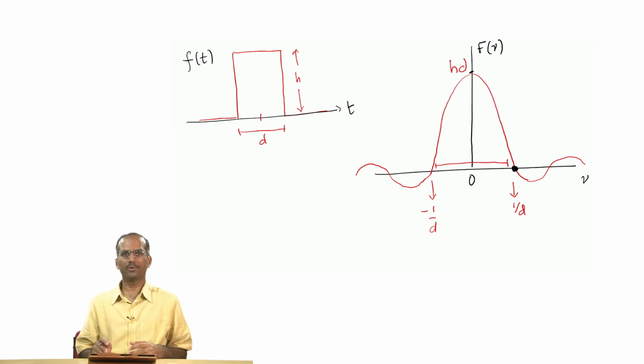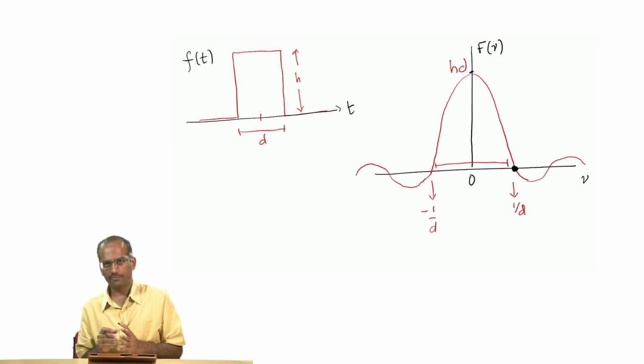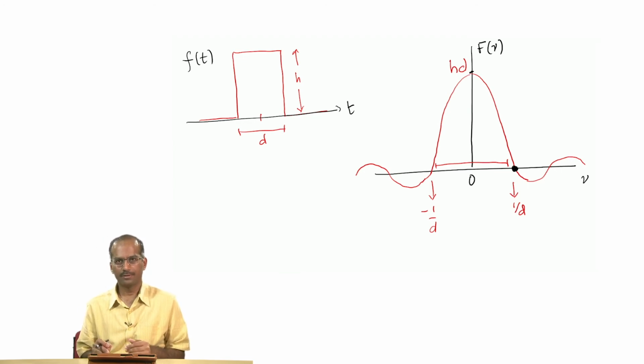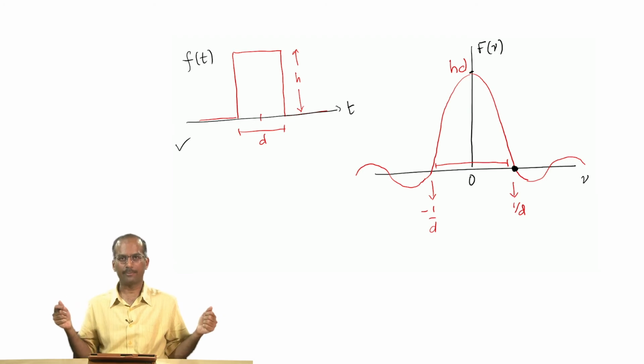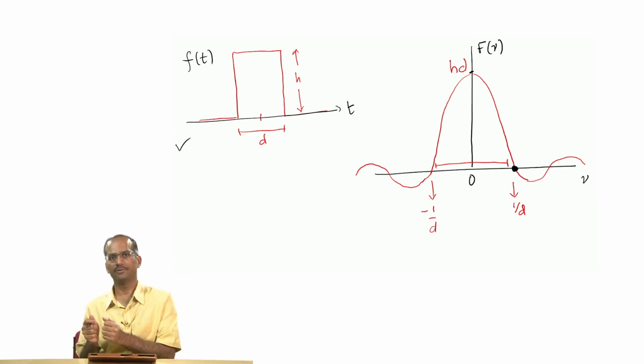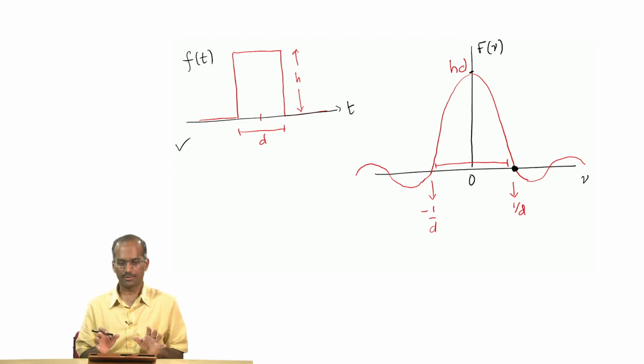For comparison, I have shown the original function f of t here, which is a function of time. You will notice that d is the width of our rectangular slit function. Now, when you look at the Fourier transformed function, you see that the width is actually a function of 1 by d. In this case, it is 2 by d. So, broader your function in time domain, narrower it is going to be in frequency domain. It is not something very specific to this choice of function, slit function. In fact, it is a more general truth.